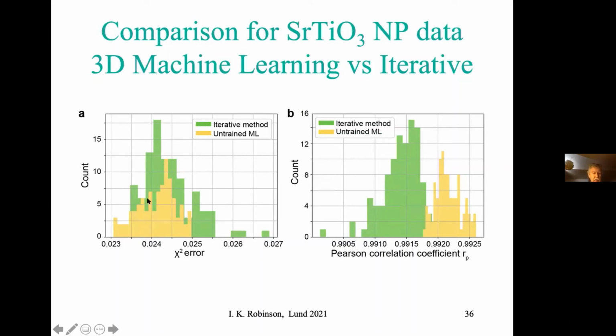But if you just look at the raw chi-square, this is for the strontium titanate data, you get comparable chi-squares, slightly narrower distribution with the machine learning, but in both cases, because it's starting from random numbers, you still get a distribution because there's noise in the data. But if you look at the scale, this is actually not a very wide scale of chi-squares.